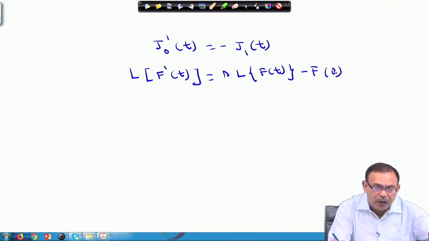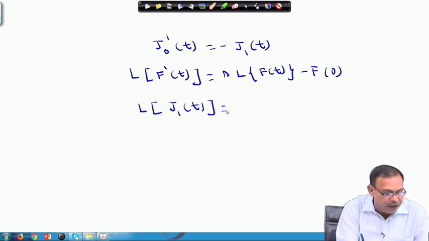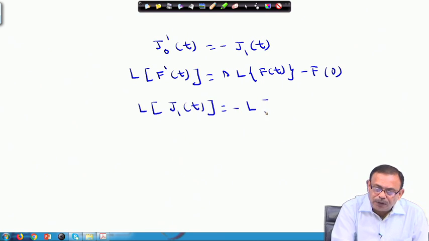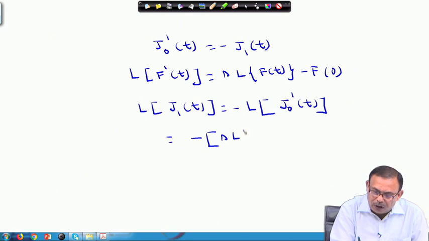So, therefore, here Laplace transform of J1(t) is equal to minus Laplace transform of J0 dash t. We can write from here: minus s into Laplace transform of J0(t) minus J0(0).